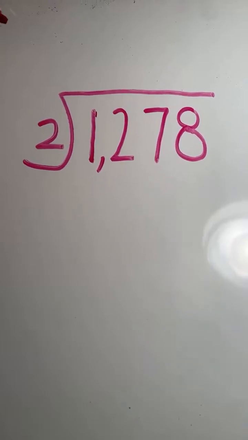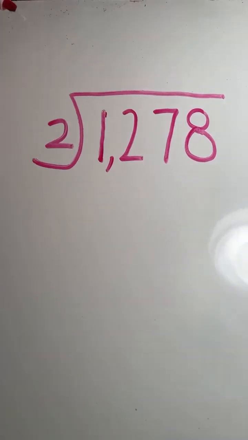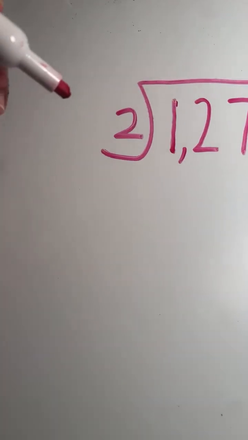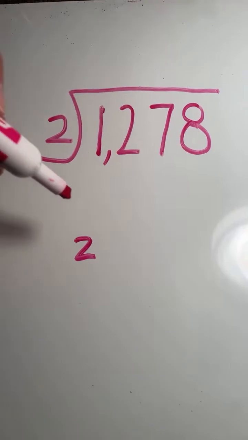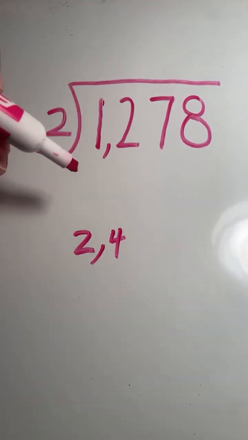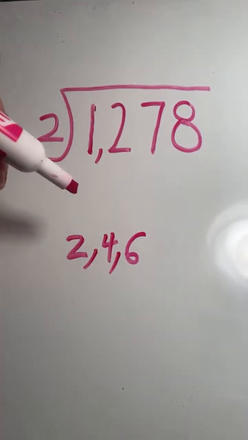So 12 divided by 2 is what we're going to start with. I've got to see how many groups of 2 go into 12. So I'm going to count by 2s. I'm going to skip count for this one. 2, that's 1 group of 2. 4, 2 groups of 2. 6, 3 groups of 2.